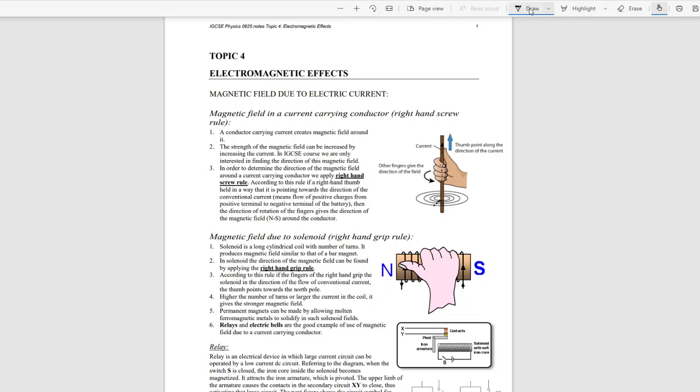But in this syllabus for the IGCSE, you only need to know the direction of the magnetic field for this case. And in order to determine the direction of the magnetic field, we use something called the right hand screw rule. Basically what this rule means is that when we wrap our fingers around the current, around where our current is passing through, our thumb will point north or south.